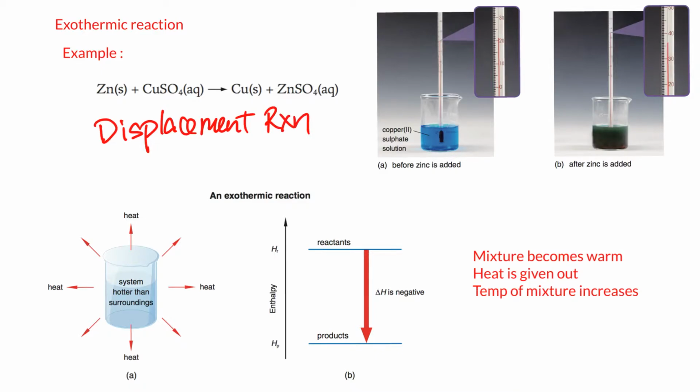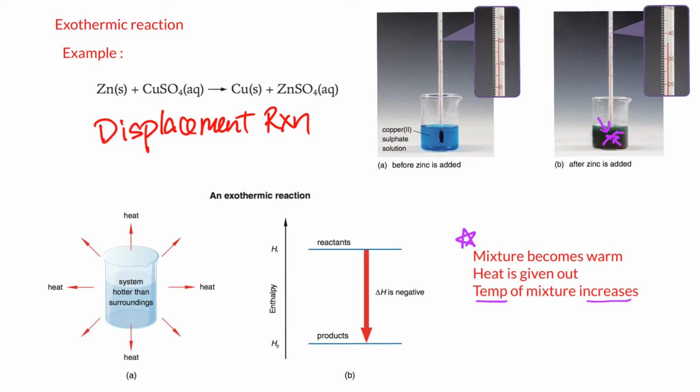If you take a closer look at the pictures on the right hand side, you see that the copper-2 sulfate's original temperature is 22 degrees Celsius. If you put the zinc in it, you can see that it rises to 37 degrees Celsius. So the mixture becomes warm and heat is given out. The heat goes to the thermometer, so the liquid inside the thermometer absorbs the heat and expands, and the temperature reading increases. These are the features of an exothermic reaction.